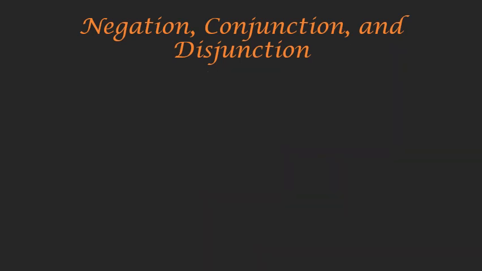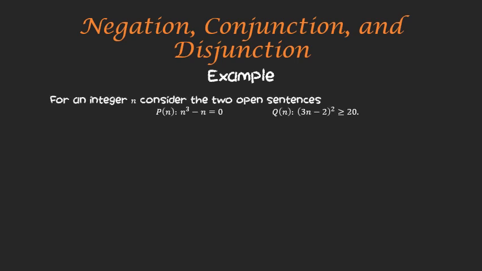In this example, we're going to take a look at two open sentences, P of n and Q of n. So P of n is n cubed minus n equals 0, and Q of n is 3n minus 2 quantity squared is greater than or equal to 20, and figure out which values of n make these true. And here we're just considering integers n. So it could be positive or negative, or 0, but just a whole number.